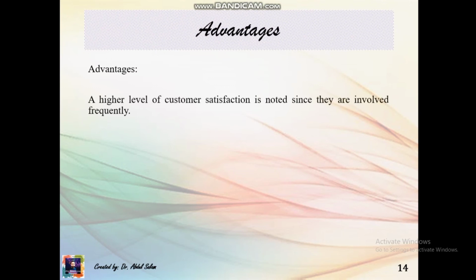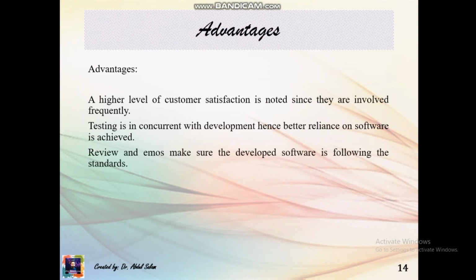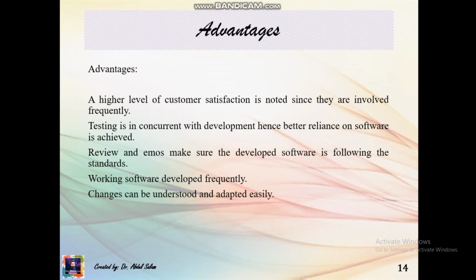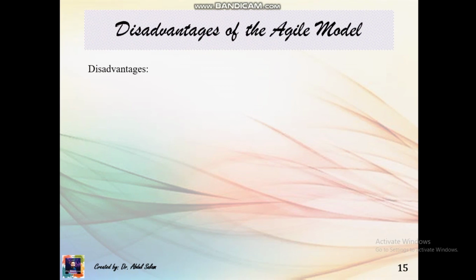Advantages. A higher level of customer satisfaction is noted since customers are involved frequently. Testing is concurrent with development, hence better reliability of software is achieved. Reviews and demos make sure the developed software follows the standard. Working software is developed frequently, changes can be understood and adopted easily, late changes are also welcomed, and more importance is given to communication as well as teamwork. Disadvantages of the Agile model.